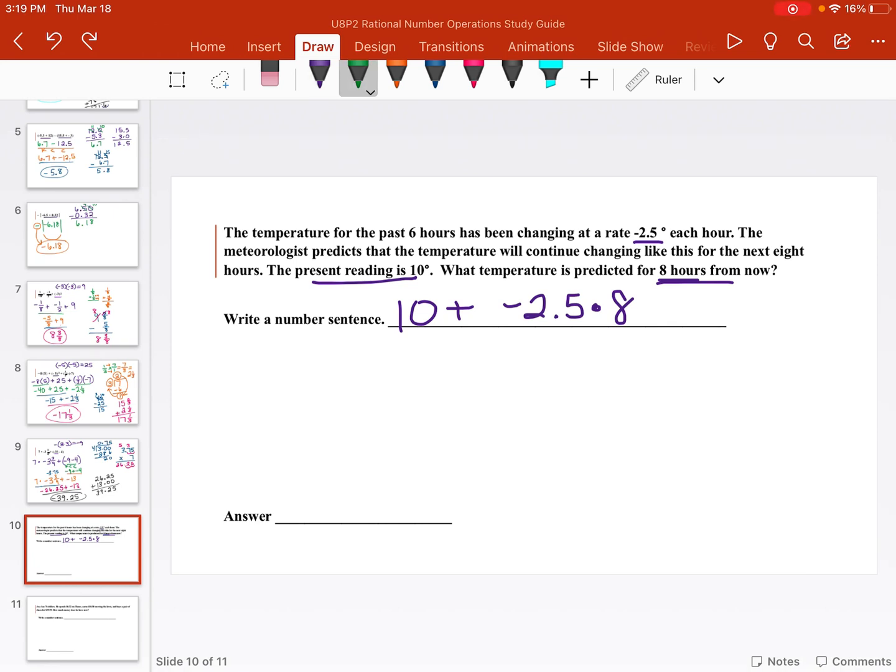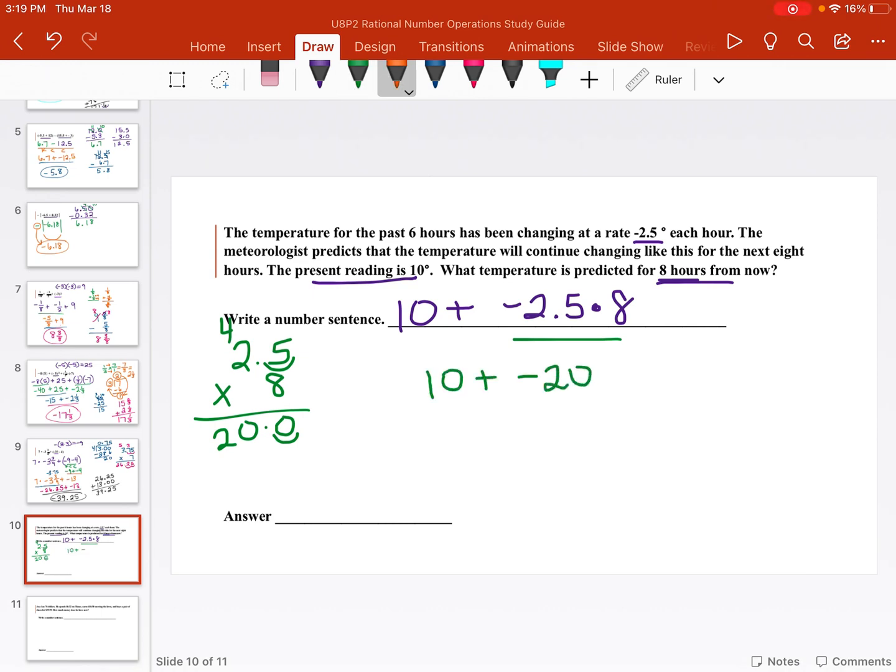Okay, then we do need to solve it. We're going to start here with this multiplication. 2.5 times 8, that's 40. Carry my 4, there's 16 plus 4 is 20. Put that decimal back in. So now I have 10 plus -20. Different sign, subtract. So 20 minus 10 is 10. The large number was the negative, so -10.